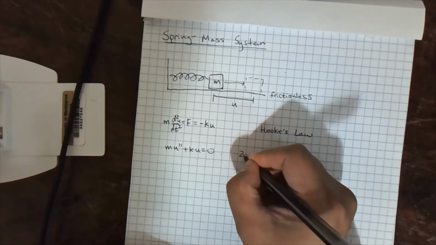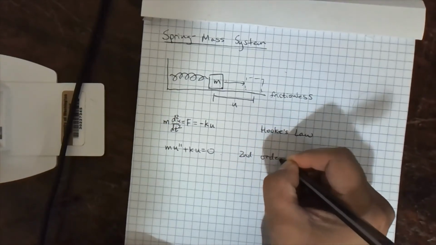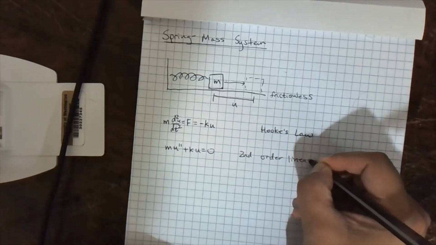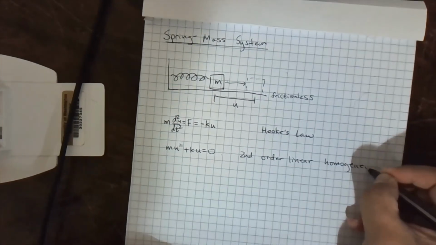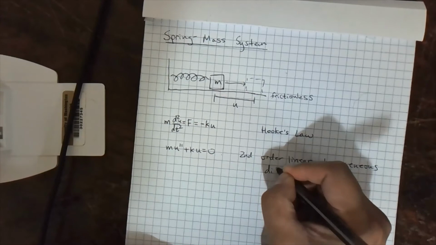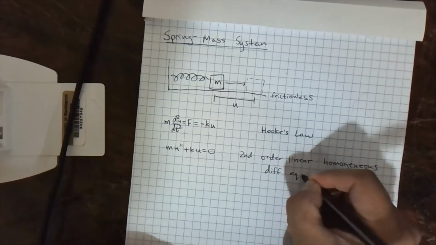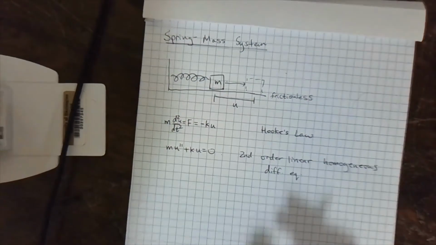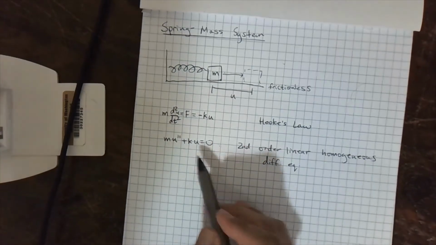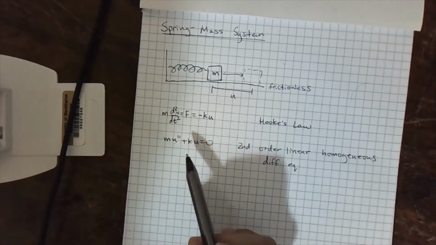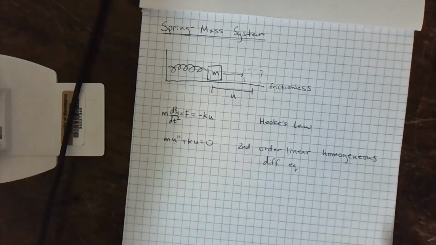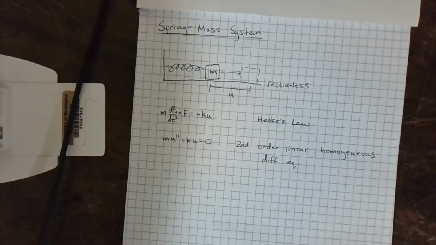And this is a second order linear homogeneous differential equation. Let's just remind ourselves of what all those things are. Second order because we have a u double prime. This one doesn't actually have a u prime, but that's okay. It's still second order. It's like the degree of a polynomial. It's the maximum exponent. We don't have to have all the exponents in between.